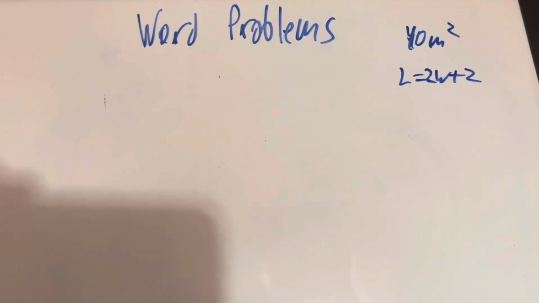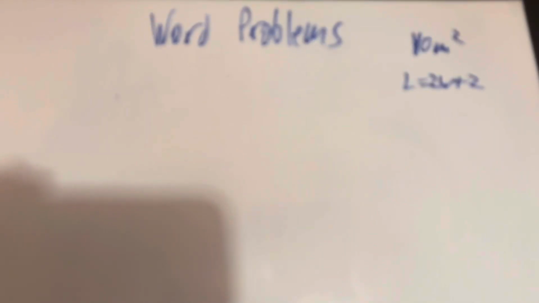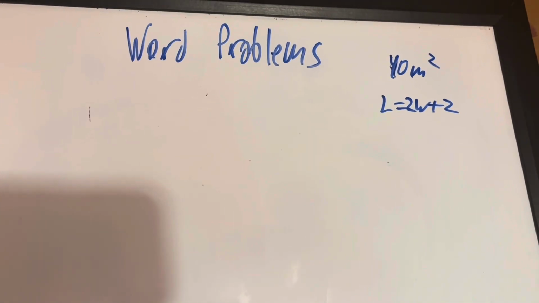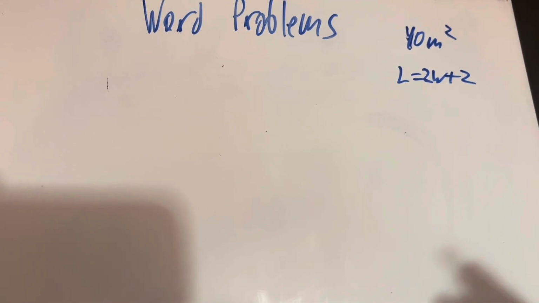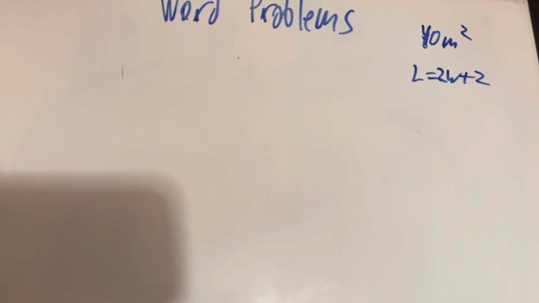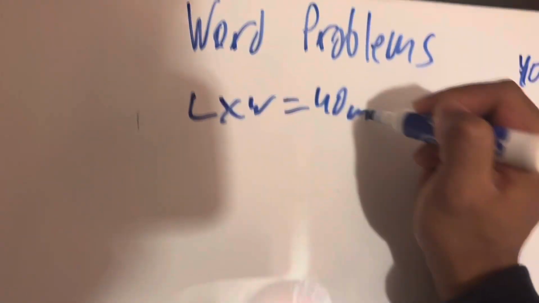Next are the perimeter and area word problems. These ones are slightly confusing, but if you know what to look out for, you can do them consistently. So I got GPT to make me a word problem: the area is 40 meters squared, and the length is 2 more than twice the width. Now you have to find the dimensions of the rectangle. For this, you just got to remember all of the equations that you'll need. Area is just length times width, and it equals 40 meters squared.